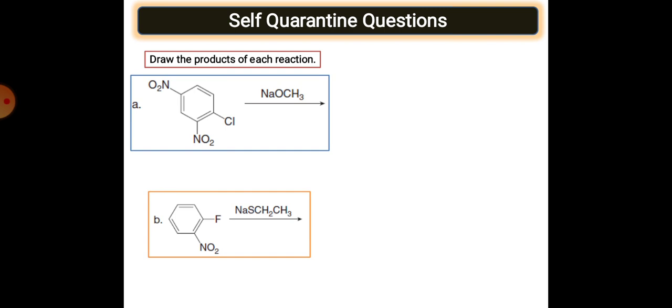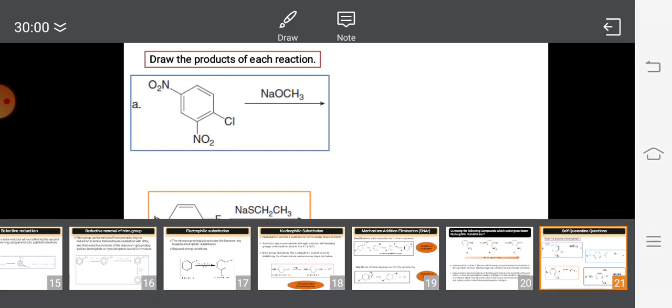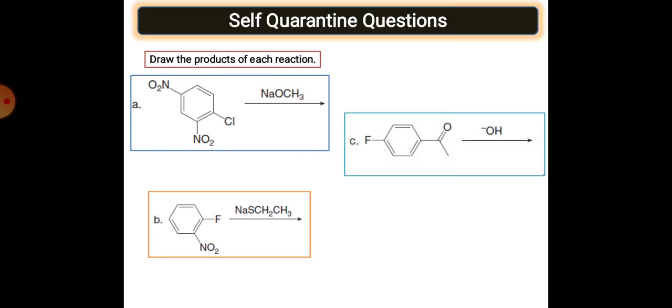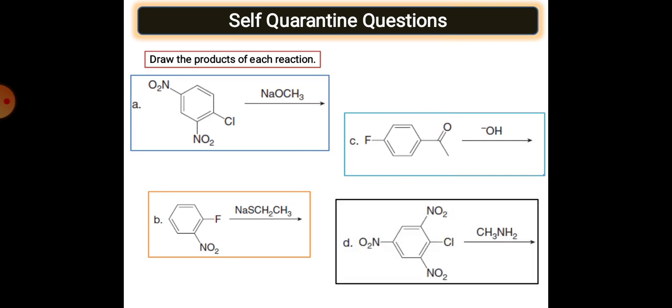Find out the nucleophile, find out the electrophile. What do we have to do now? Third one, this example, hydroxide as a nucleophile, and lastly the fourth one, this one. Now look at these four examples. In all four examples, the halogens are leaving groups, and secondly, the electron withdrawing groups are always present ortho or para to that leaving group.